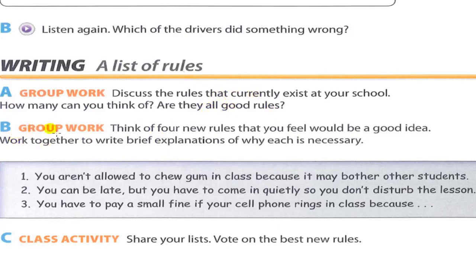B. Group work. Think of 4 new rules that you feel would be a good idea. Work together to write brief explanations of why each is necessary, why each one is very important. You write the rules 1, 2, 3, 4, 5, 6, okay, and then you explain why it is important.